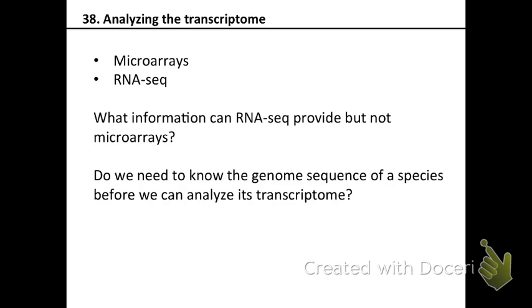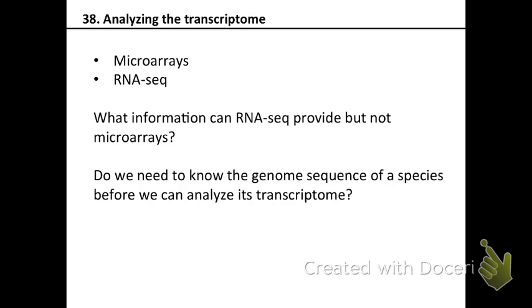In RNA-seq, what are we doing? We're taking all the RNA and making cDNA from the whole RNA. Then we're reading the sequences and matching them back to the genome. So what's the key difference here? I kind of told you. What can you measure with RNA-seq?